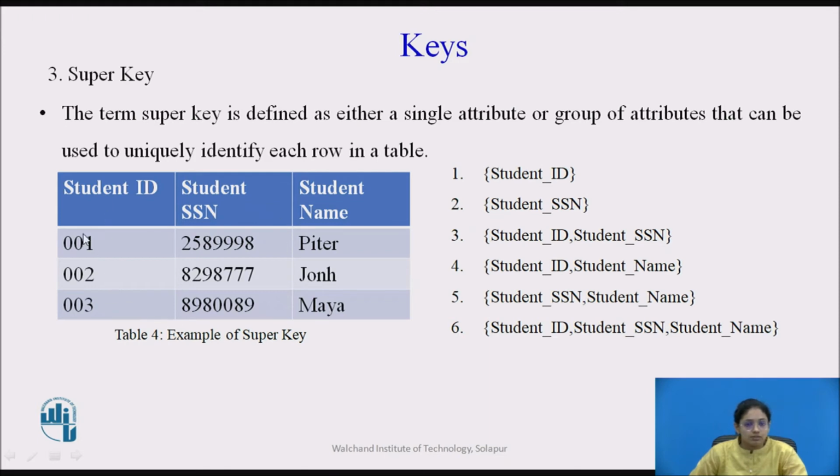If you refer to this table, you have student ID, student SSN and student name. What are all the possible combinations of super key? You can have student ID alone as a super key. You can have student SSN alone as a super key. You can have a combination of student ID and SSN. Also you can have student ID, SSN and student name. Also you can have student ID and student name as a super key. You can have student SSN and student name as a super key, or you can combine all three together.